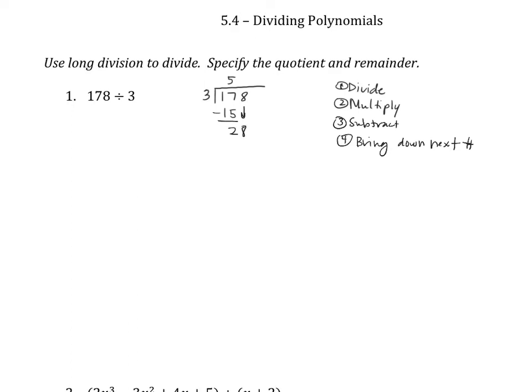3 goes into 28 9 times. 9 times 3 is 27. You subtract, you get 1. So we have 59 and 1/3. You write the remainder over the divisor. Or you could say 59 remainder 1. But we're not going to be adding the decimal and going on. We're just going to leave it like that. And we'll do the same process with polynomials.